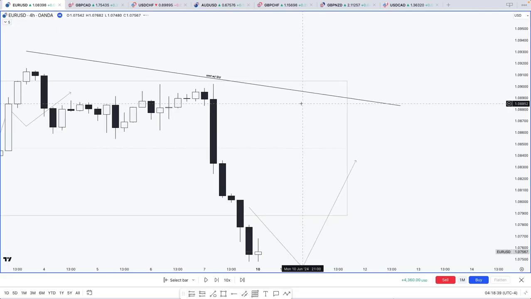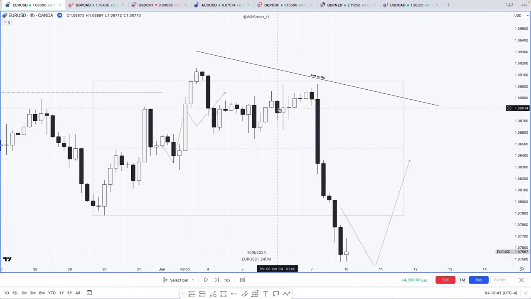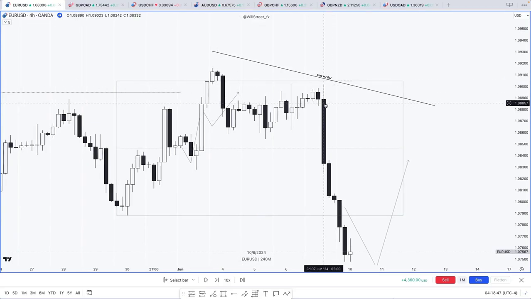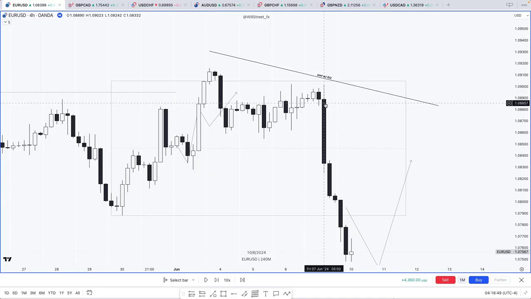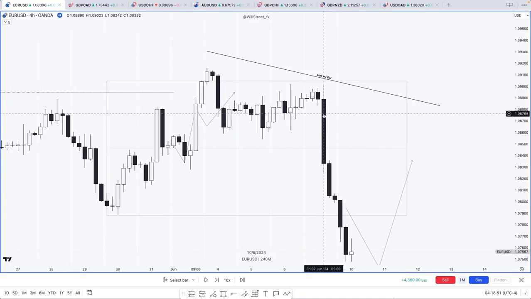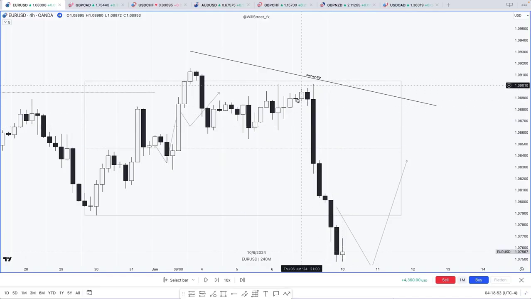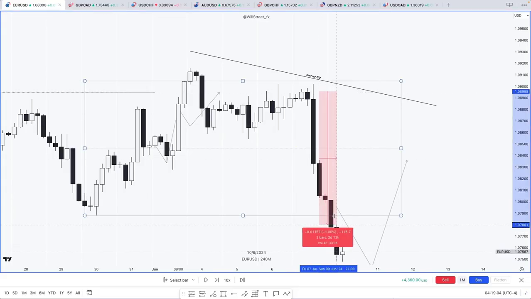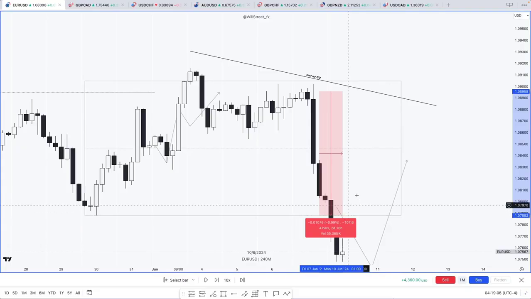Going into 4 hours. Here is a turtle soup on Monday. And first Friday of the month means NFP, and we were really up on the R, and look what is our down liquidity, almost 300 pips.